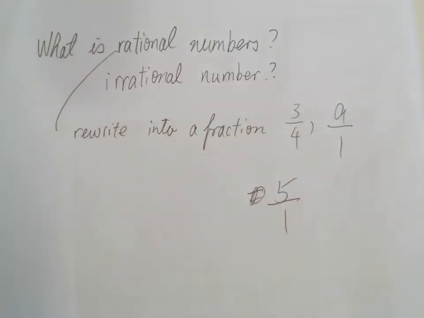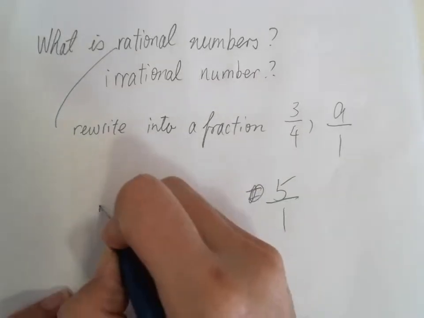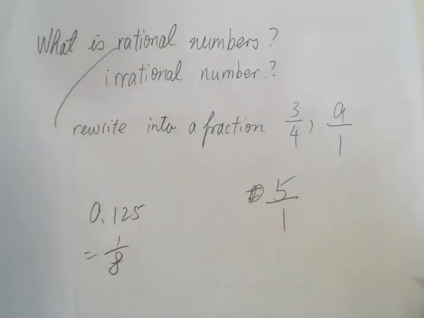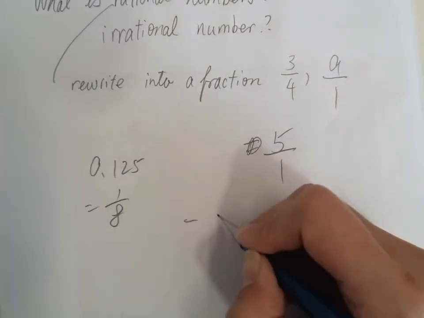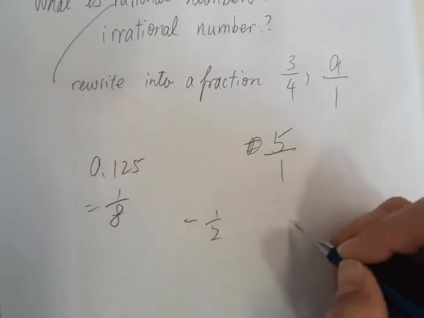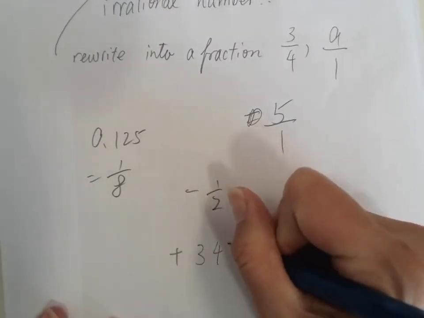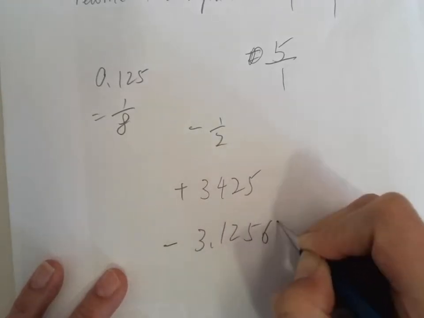5 is also a rational number because it's actually 5 over 1. So these are fractions. Whenever you can write a number as a fraction, like 0.125 is 1 over 8, then it's a rational number, which means that it could be positive or negative. So negative 1 over 2, positive 3,425, or negative 3.12567.